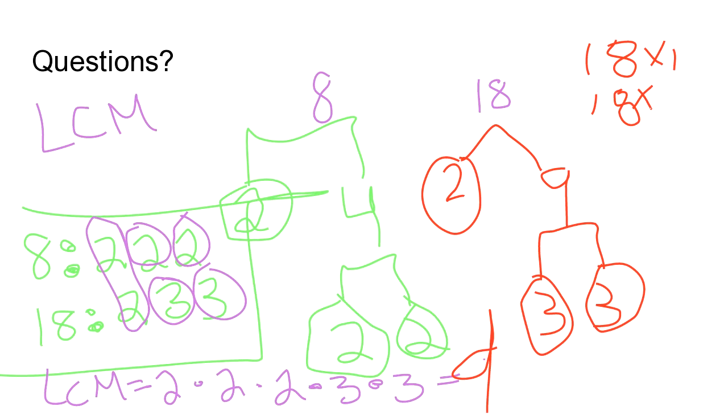What is 2 times 2 times 2 times 3 times 3? So 2 times 2 is 4, 4 times 2 is 8.